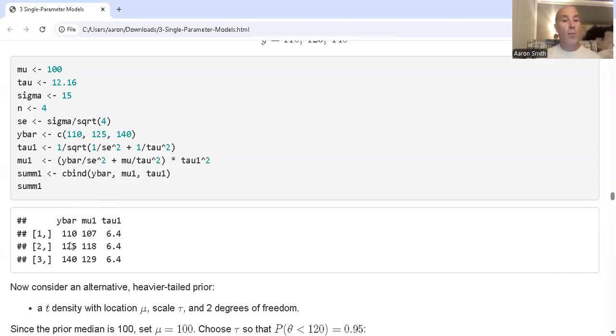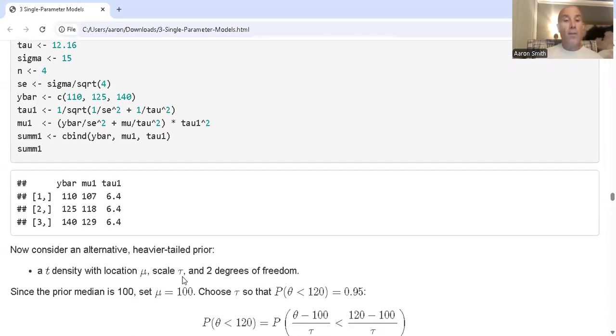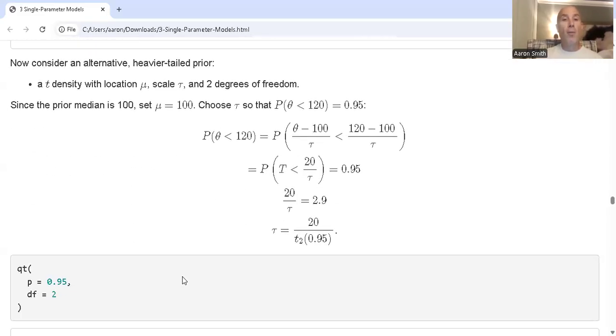All right, so this is my Y bar, the observed values, and here is my updated mean based off of these different values. Notice that these land between Y bar and 100 every single time. Okay, so now that was using normal as our prior. What if instead we used a heavy tail prior?